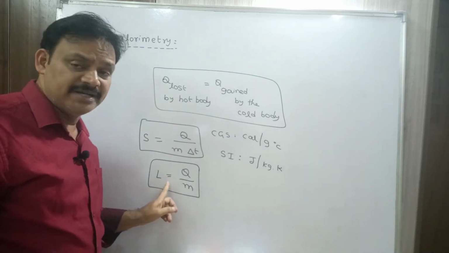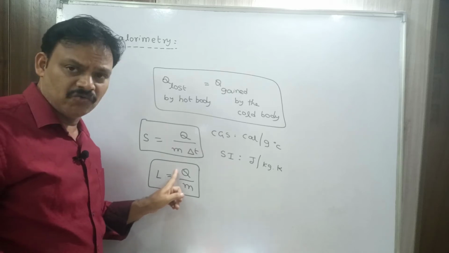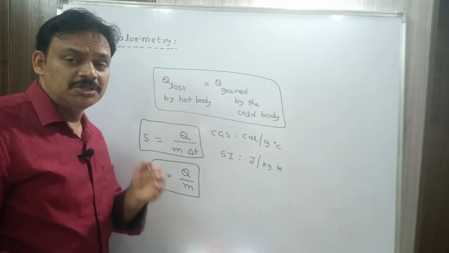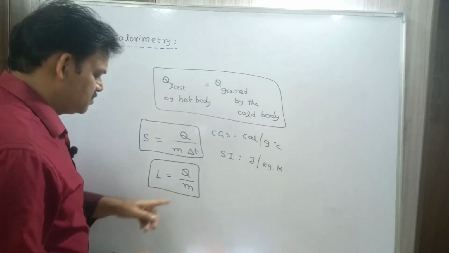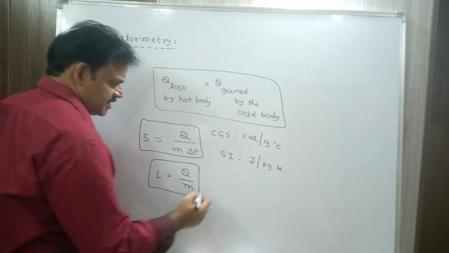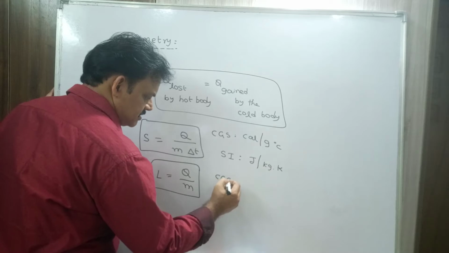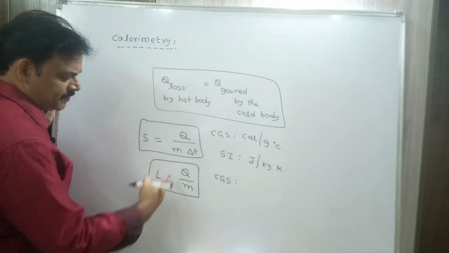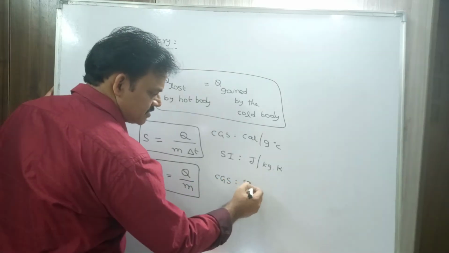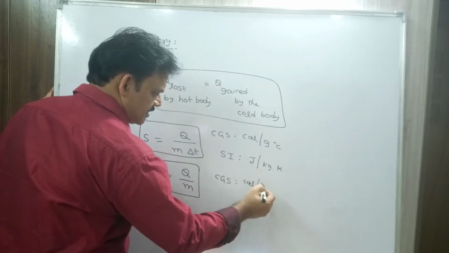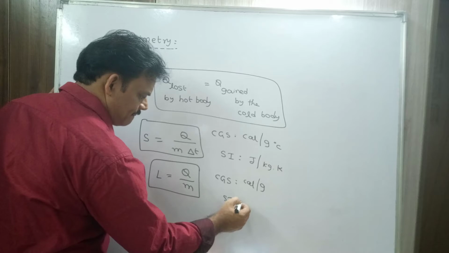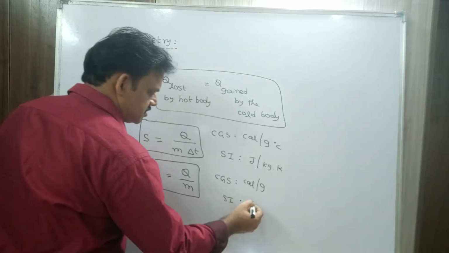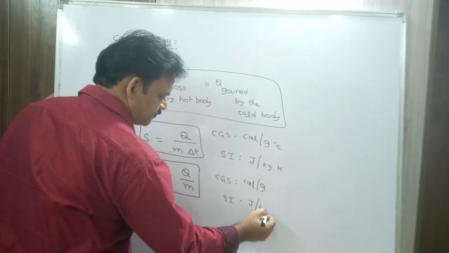The definition of latent heat is the amount of heat required to convert unit mass of substance from one state to another state. Based on this expression, I can write CGS units for latent heat. For heat energy, I told you calories, and for mass, grams. So calories per gram. And in the SI system, the unit is joules per kilogram.